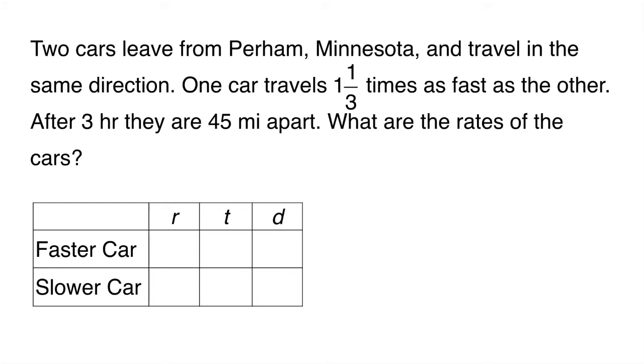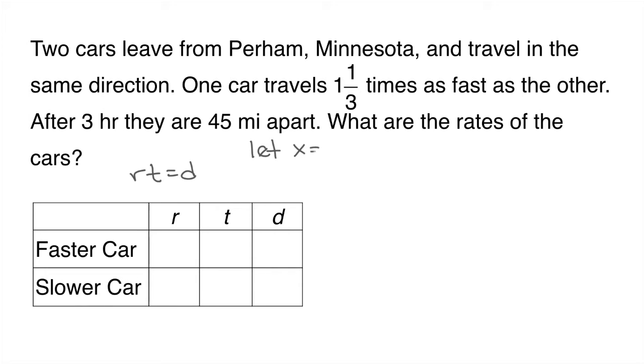To complete this problem, we are going to make use of the equation rate times time is equal to distance, d. We'll compile our information into a table where we have information of the rate, time, and distance for the faster car, and then the rate, time, and distance of the slower car. But we first need to define our variables.